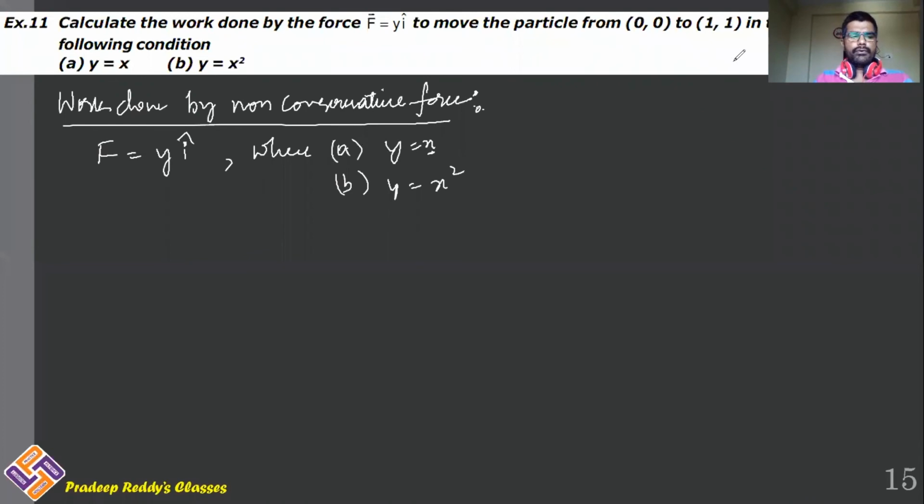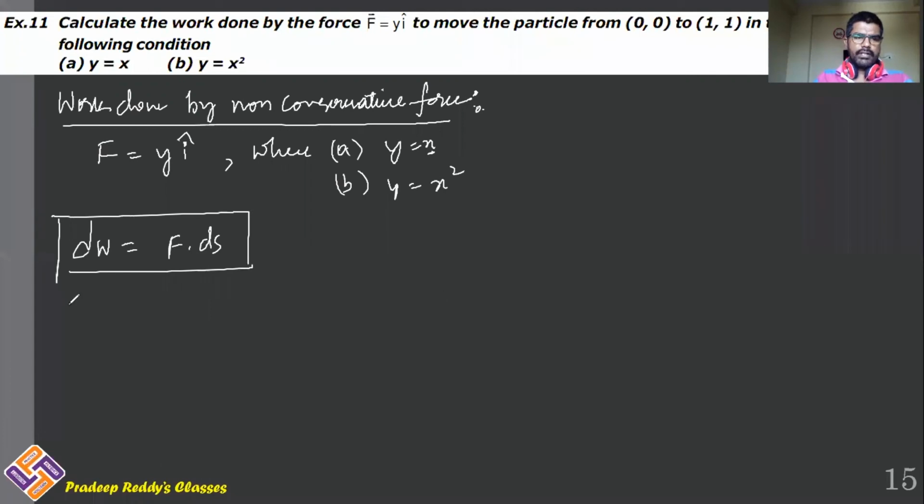Whether it is a conservative force or a non-conservative force, the integration format is applicable for conservative as well as non-conservative forces. Therefore, here we will be using work done dW is equal to F dot ds, and F is already given, it is y i, and the displacement can be along the x-axis or the y-axis. Using the function, we will be substituting that here. This is dW, which is F dot ds.